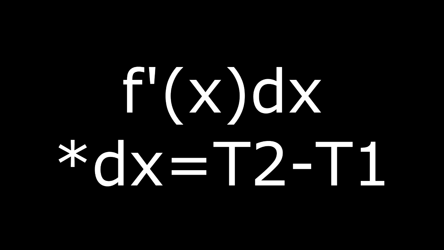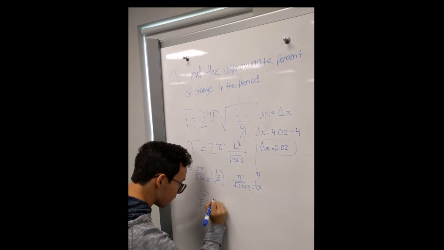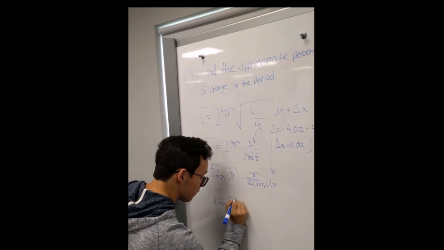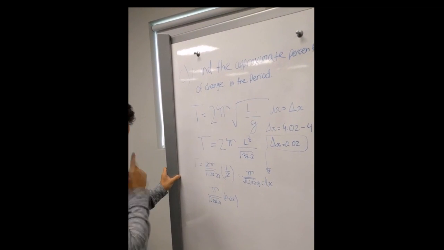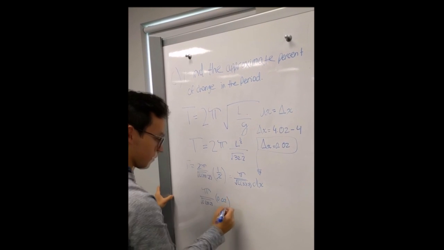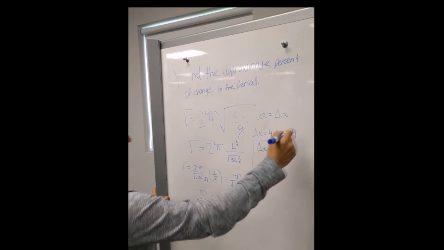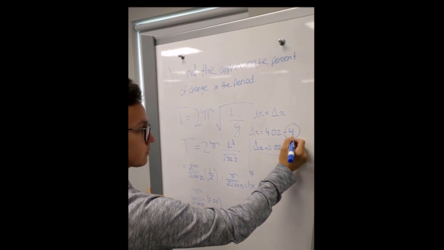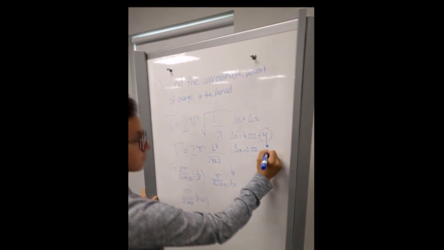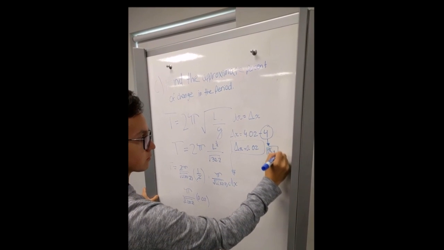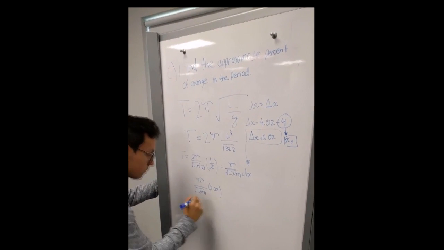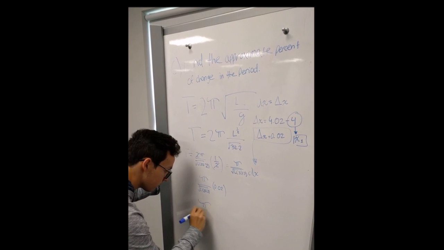Now you need to bring everything together by making a formula, which is f prime of x times dx, and this should give us our approximation. Our formula should look something like pi over the square root of length times gravity, multiplied by dx, which is 4.02 minus 4, which gives us 0.02.